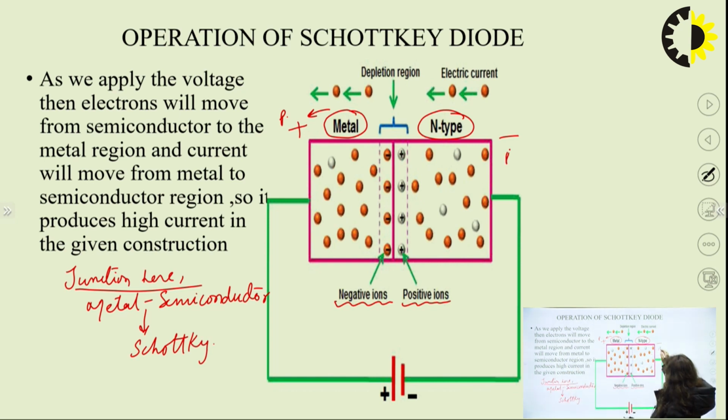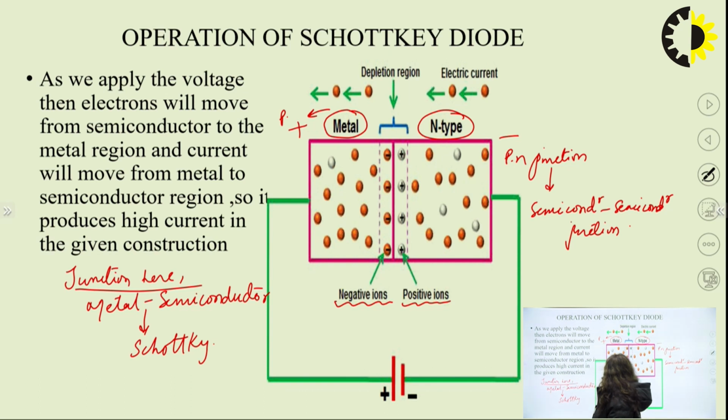While in the PN junction or in the Zener diode, we have a semiconductor-semiconductor junction. Other things are similar to the PN junction. In the Schottky diode, whatever the depletion region is created, whatever the negative ions and positive ions are created, are similar to the PN junction or the Zener diode. So here the current is very high as the contact is metal and N type. The switching speed is very high, fast switching speed, and these are used in various digital applications. So these are major points for the Schottky diode.